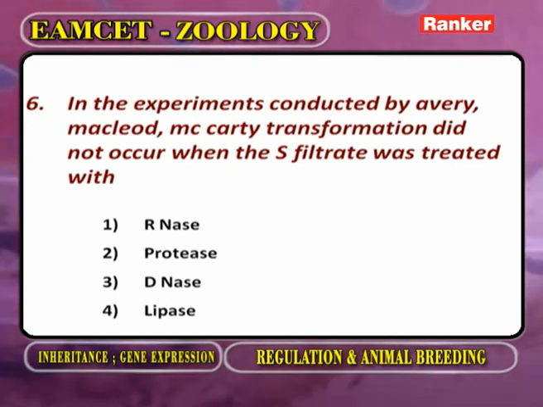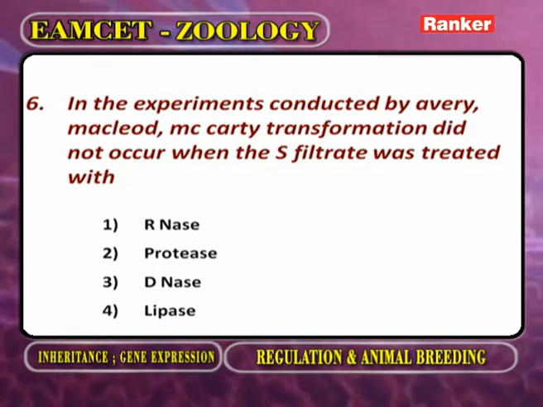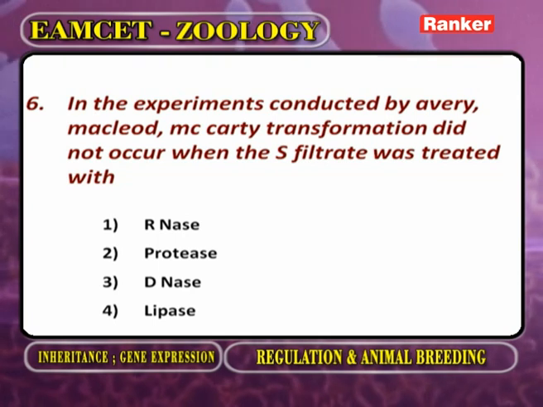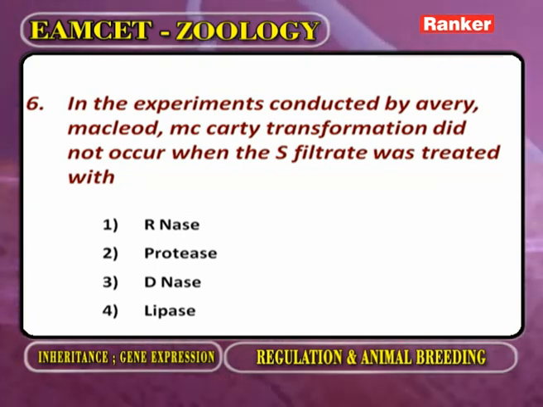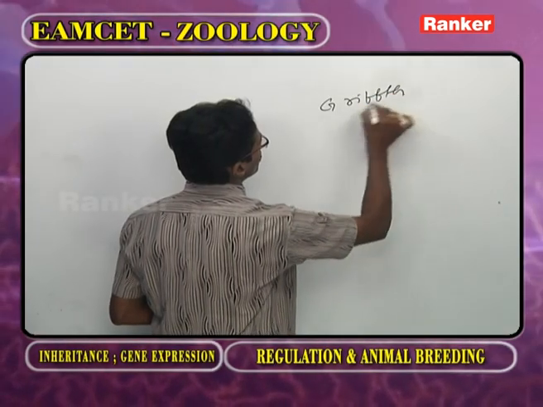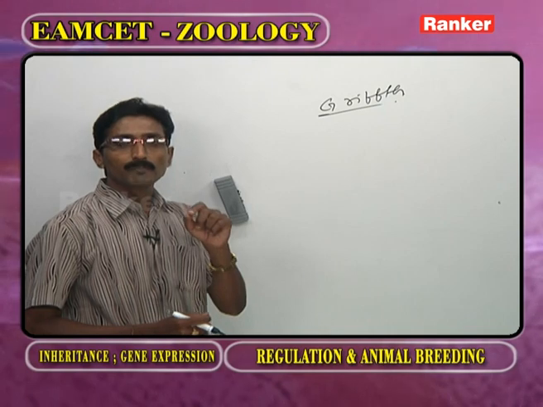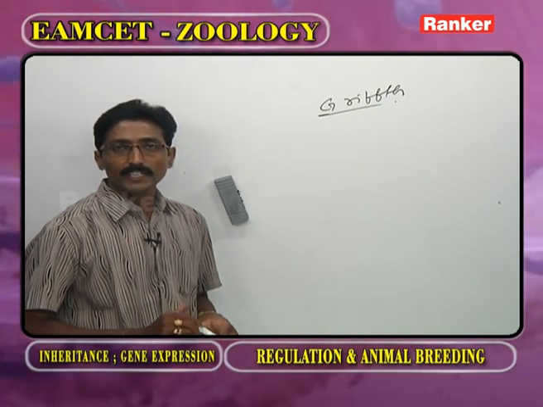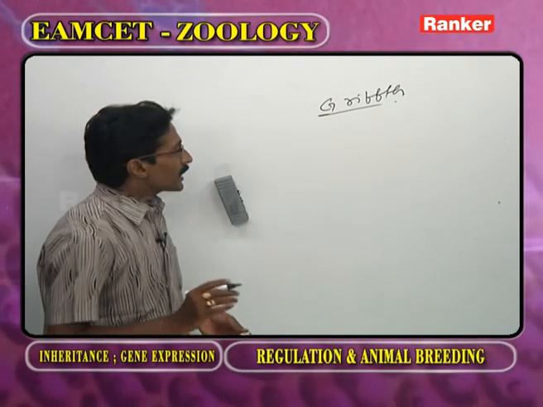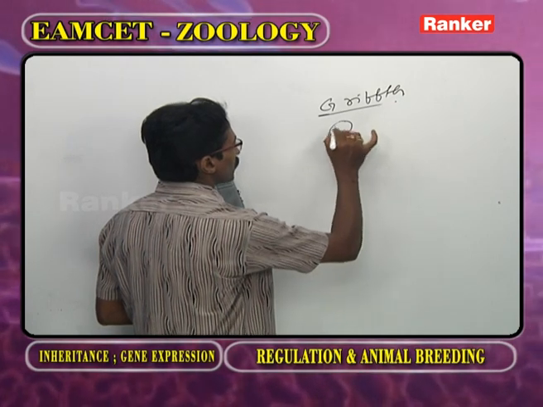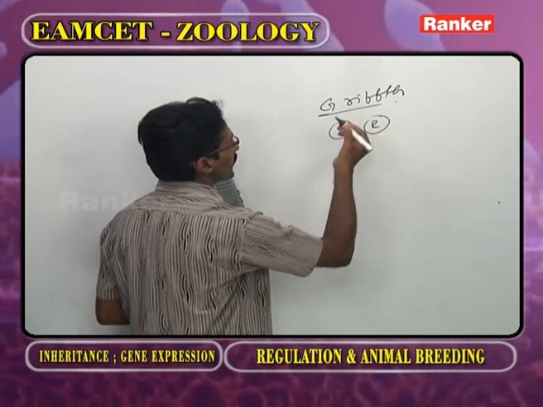In the experiments conducted by Avery, McLeod, McCarty, transformation did not occur when S filtrate was treated with. Now, as we observe the transformation experiments, they were first conducted by Griffith. He conducted experiments on Diplococcus pneumoniae. In Diplococcus pneumoniae, 2 strains are present. One is R strain and one is S strain.